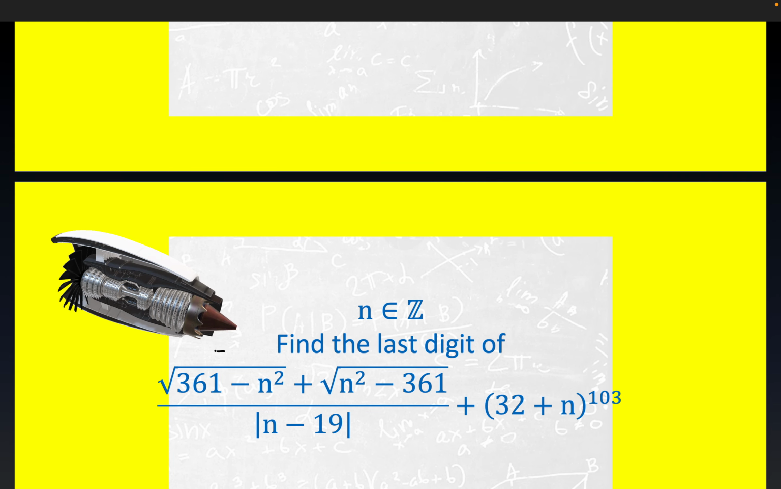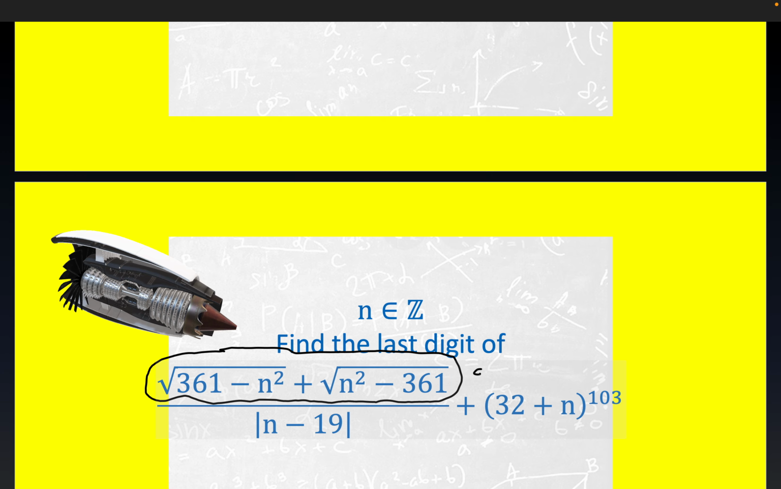This problem looks impossible, ladies and gentlemen. We're supposed to find the last digit of this entire expression. And they would lead you to believe you would have an infinite number of last digits to find, if it behaves like most functions. But notice that the numerator alone is a complex number.